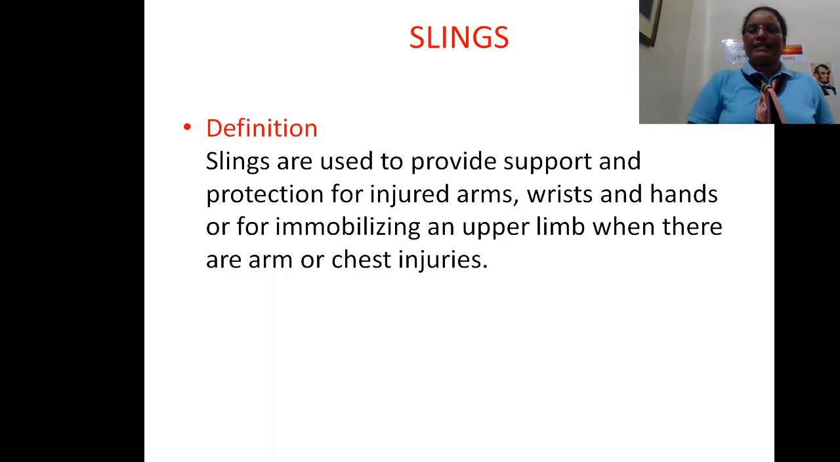What is a sling? A sling is a kind of dressing which we use on the injured part for protection and to immobilize that particular part. The definition of slings: slings are used to provide support and protection for injured arms, wrists and hands, for immobilizing an upper limb when there is an arm or chest injury. This particular sling we use on the arm, wrist and hand or chest injury.